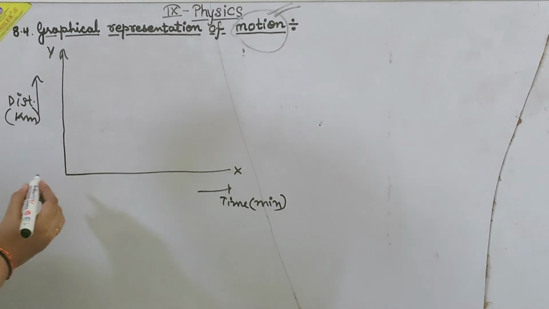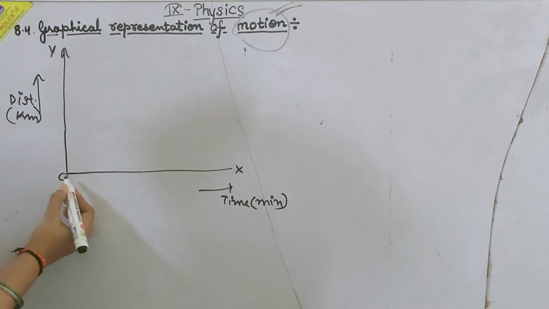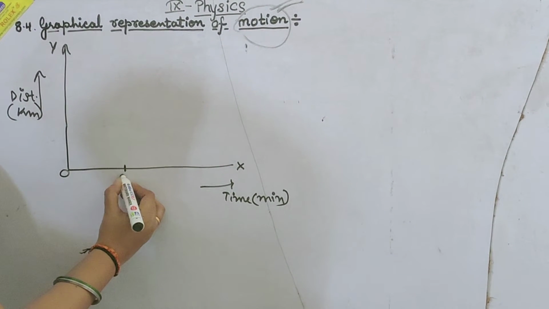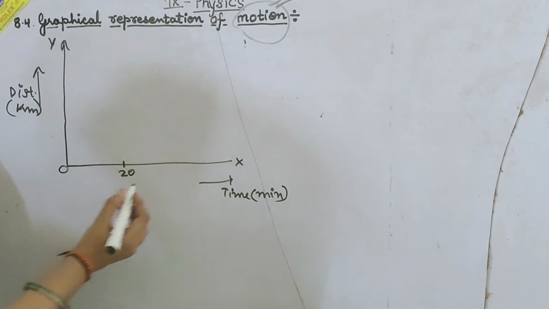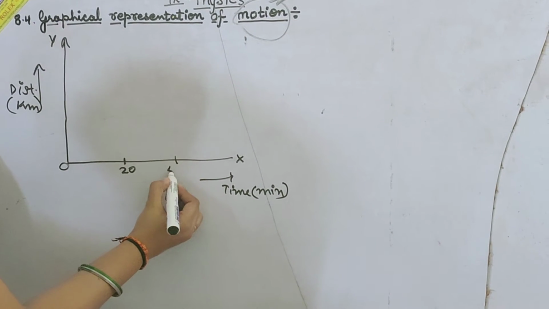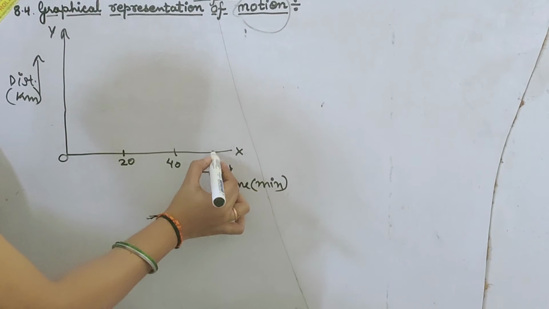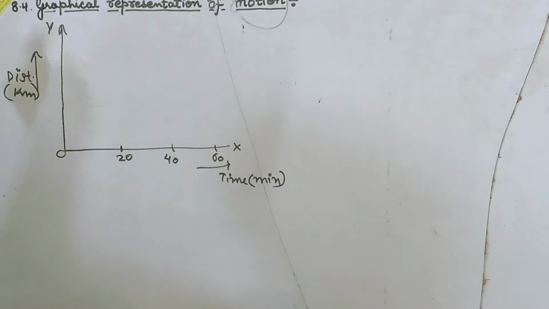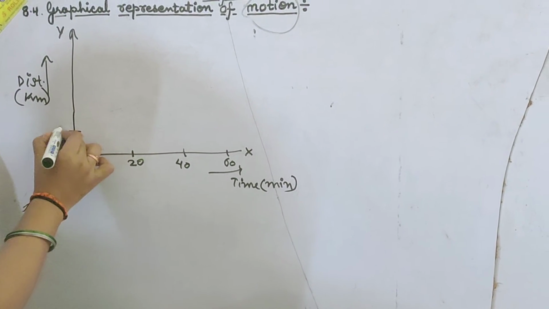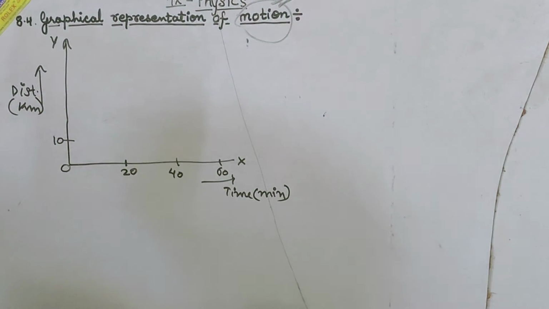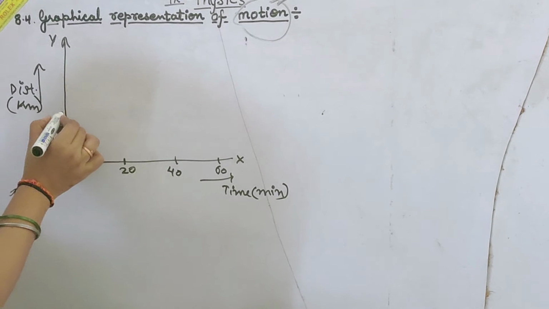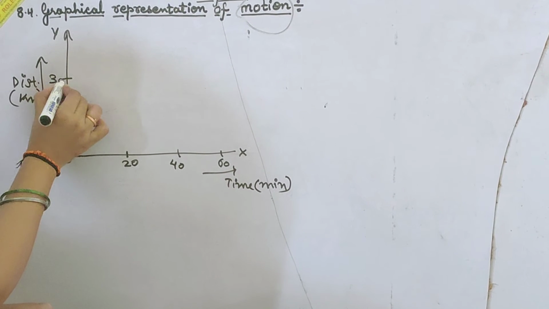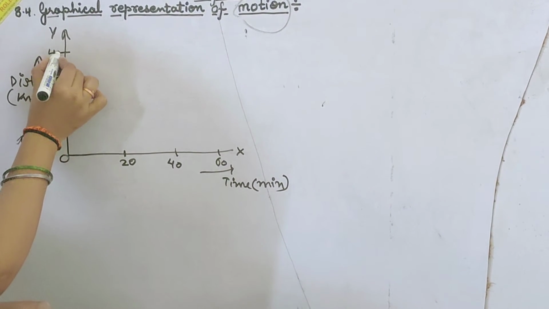The object will start moving from the 0 point, and as shown in the figure, it reaches 20 minutes. Then the time is given as 20 minutes, 40 minutes, and the last 60 minutes. Here distance is also given. What distances are given? 10 kilometers, 20 kilometers, 30 kilometers, and then 40.